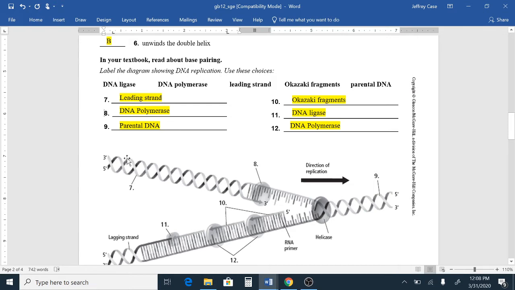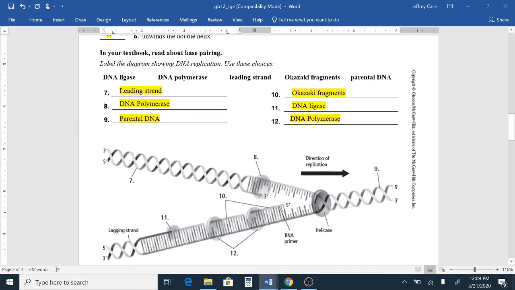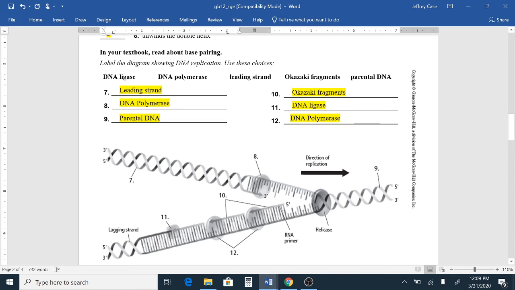Okay. Number 7, the leading strand. Number 8, this little bubble, if you will, DNA polymerase. Number 9, the parental DNA. Number 10, the Okazaki fragments. Number 11, DNA ligase. And number 12, DNA polymerase. All right, there you go. So there you have it for the figure.